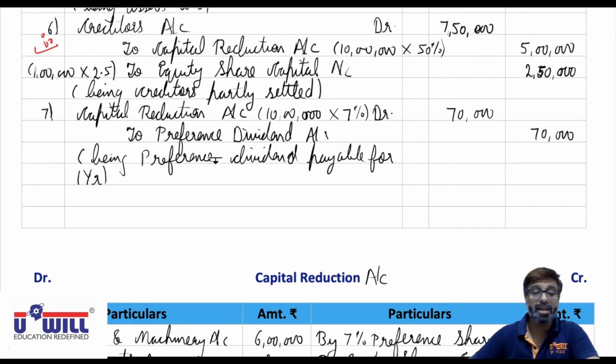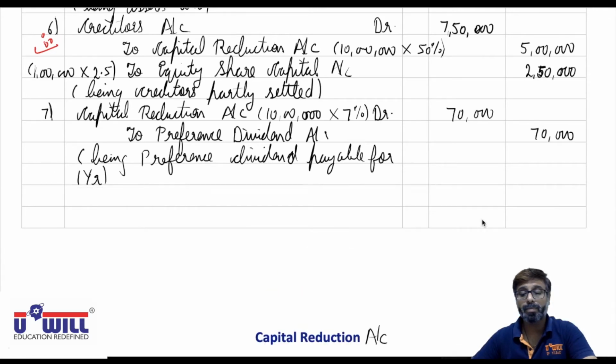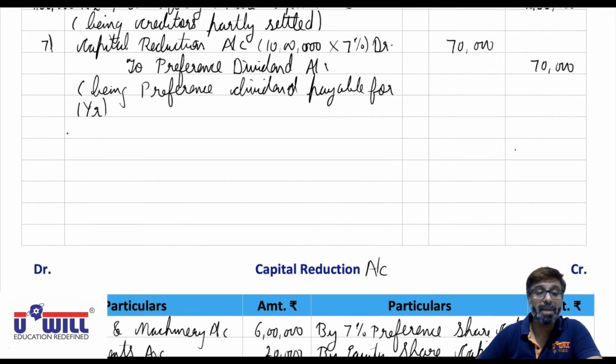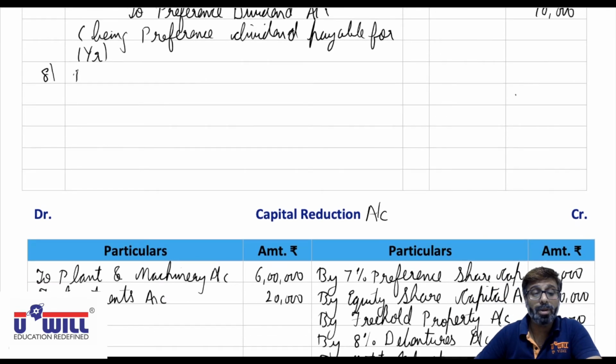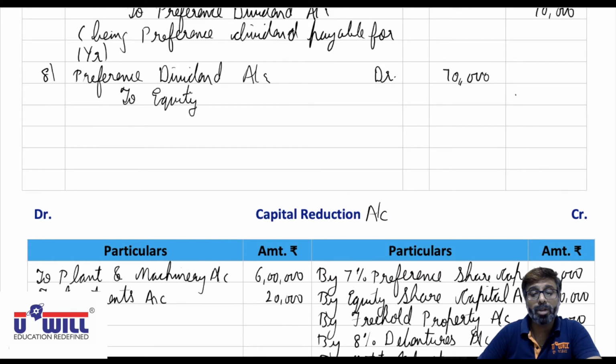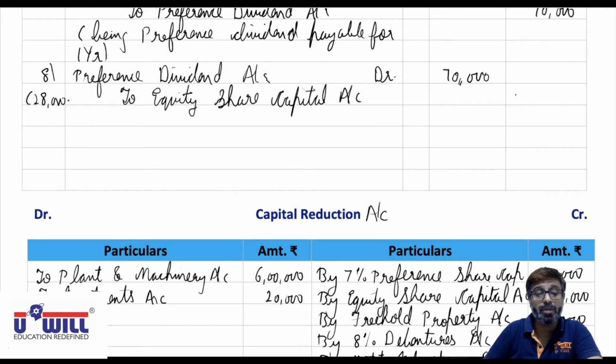And then for its payment also entry will come. Second entry for its payment will be preference dividend account debit to equity share capital account. What we are giving to them is equity share capital. So preference dividend account debit 70,000. Okay. To close preference dividend, we will reverse and debit that to equity share capital account. Okay, what we are giving them is equity share capital. So to equity share capital account, and we are giving them 28,000 equity shares of rupees 2.5 each.